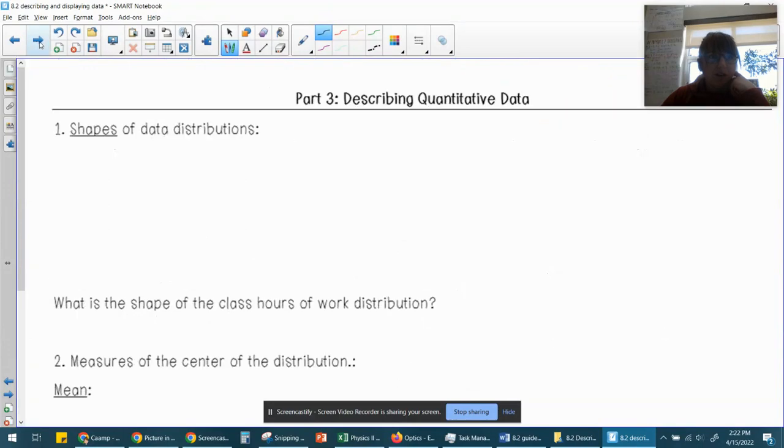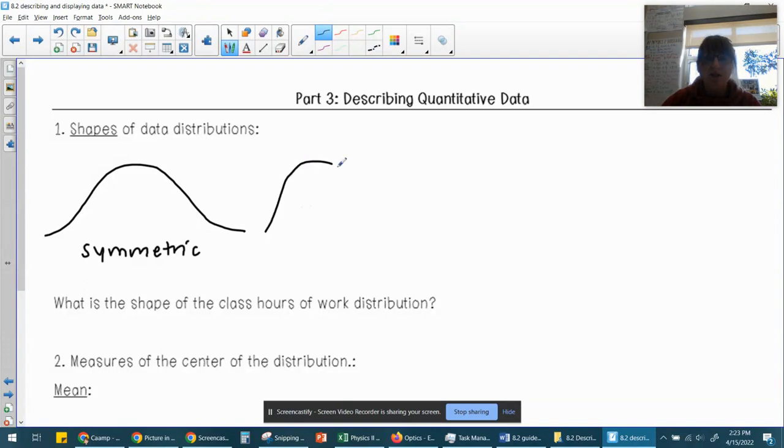All right, so let's move on and talk about the shapes of data distributions. If we have a distribution, so we graph a dot plot or a histogram, and the shape looks like a bell curve, or it's the same on both sides, there's a peak in the middle, we call that symmetric. So that just means it's the same.